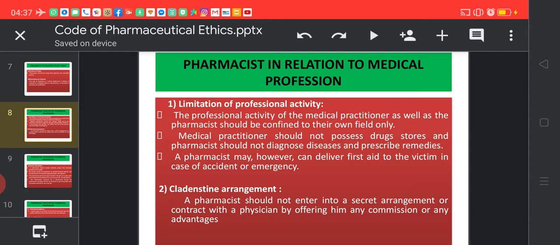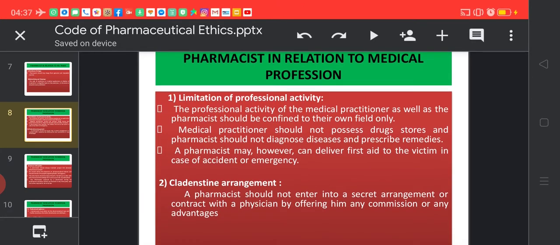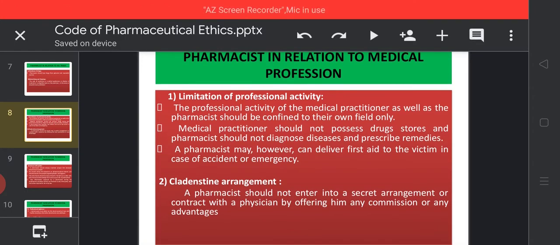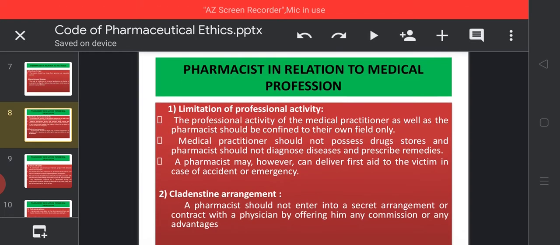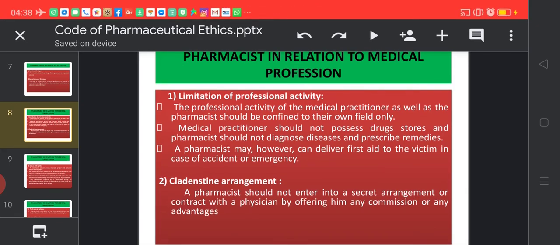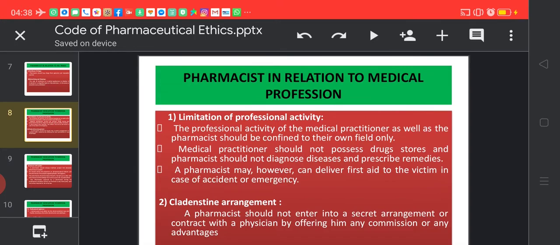Here we are. देखिए, pharmacist in relation to medical professions. सो जब हम मेडिकल प्रोफेशंस की बात करते हैं तो डेफिनेटली देयर इज ए वेरियस लिमिटेशंस ऑफ प्रोफेशनल एक्टिविटी. लिमिटेशंस ऑफ प्रोफेशनल एक्टिविटीज में प्रोफेशनल एक्टिविटी ऑफ द मेडिकल प्रैक्टिशनर्स एज वेल एज द फार्मासिस्ट शुड बी कन्फाइंड टू देयर ओन फील्ड ओनली. भाई मेडिकल प्रोफेशनल्स का जो प्रोफेशनल एक्टिविटी है ही शुड परफॉर्म. फार्मासिस्ट की जो प्रोफेशनल एक्टिविटी है ही शुड परफॉर्म. मीन्स बेसिकली हम दूसरे का काम करने से बेहतर जो काम हमें असाइन किया है वो हमें अच्छी तरह से निभाना चाहिए.